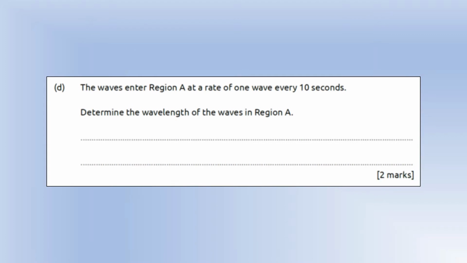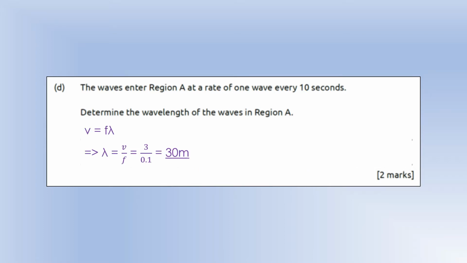Okay, the wave enters region A at a rate of 1 wave every 10 seconds. Determine the wavelength. Well, we know the speed in that section is 3 meters per second. And if there's 1 wave every 10 seconds, that means there's 0.1 waves in 1 second, or a frequency of 0.1, giving us a wavelength of 30 meters.